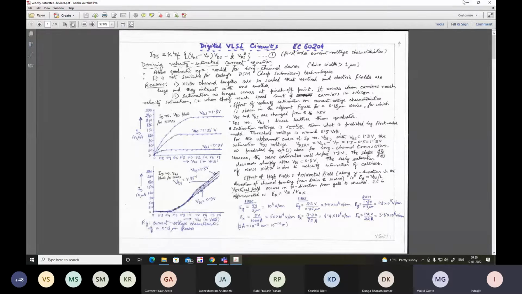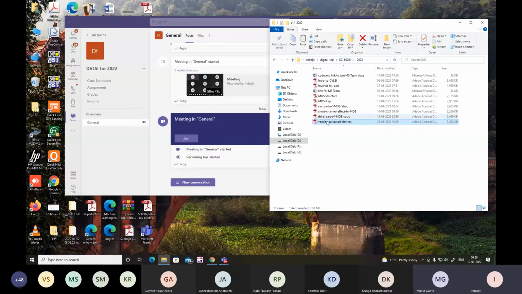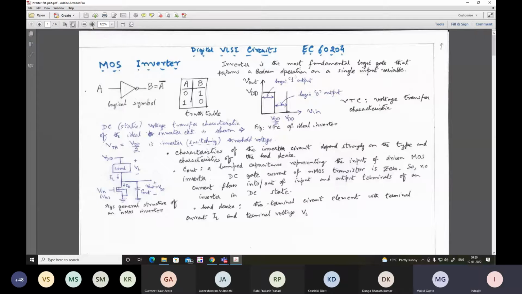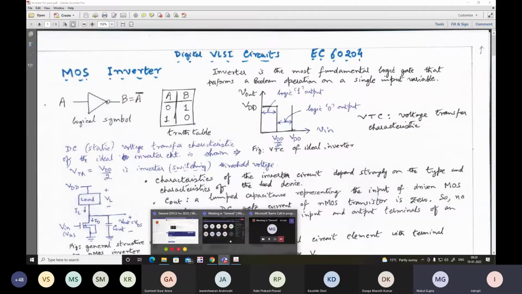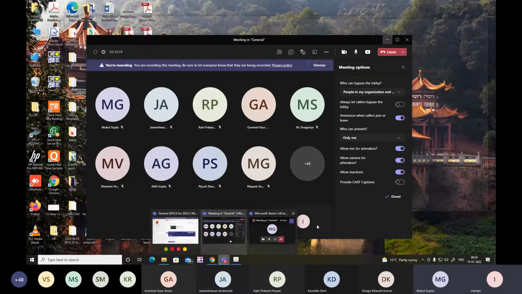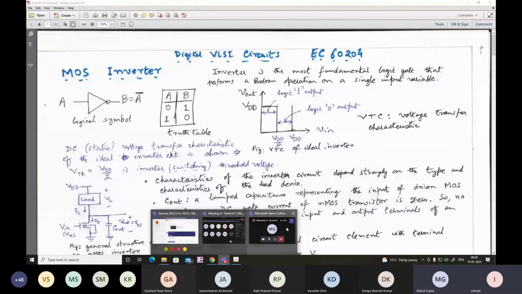So next I'll go over to a brief discussion on the inverter. I believe you can see it, or can all of you see it? Yes, sir. Okay, so the MOS inverter. We start the discussion here.